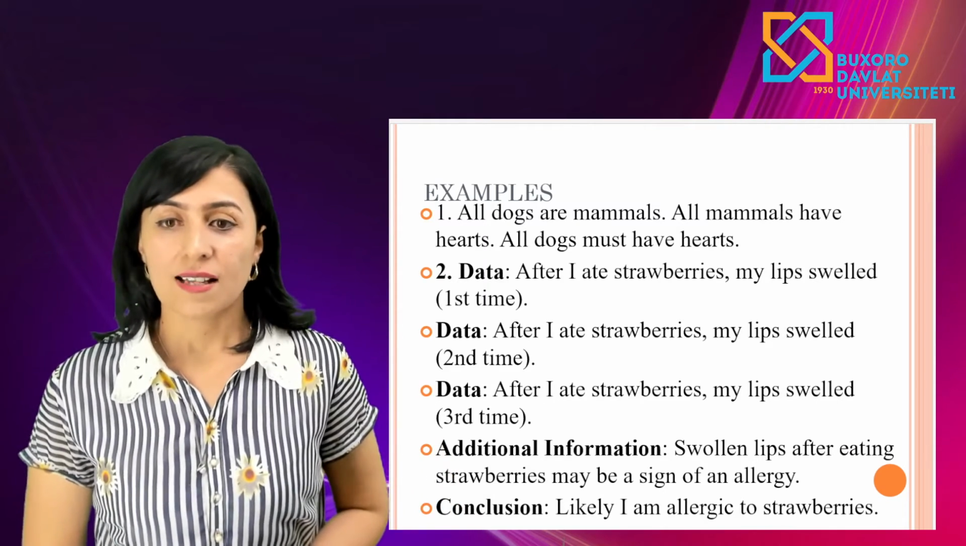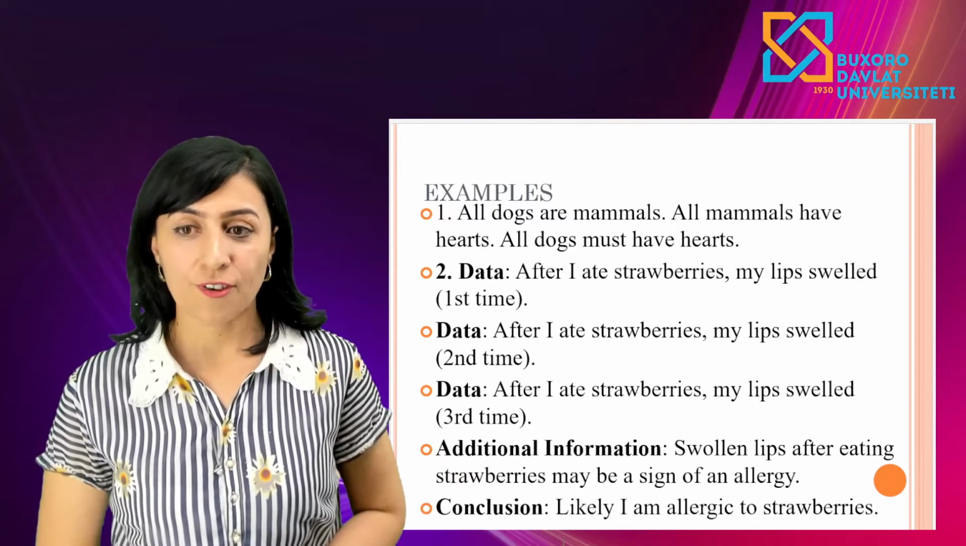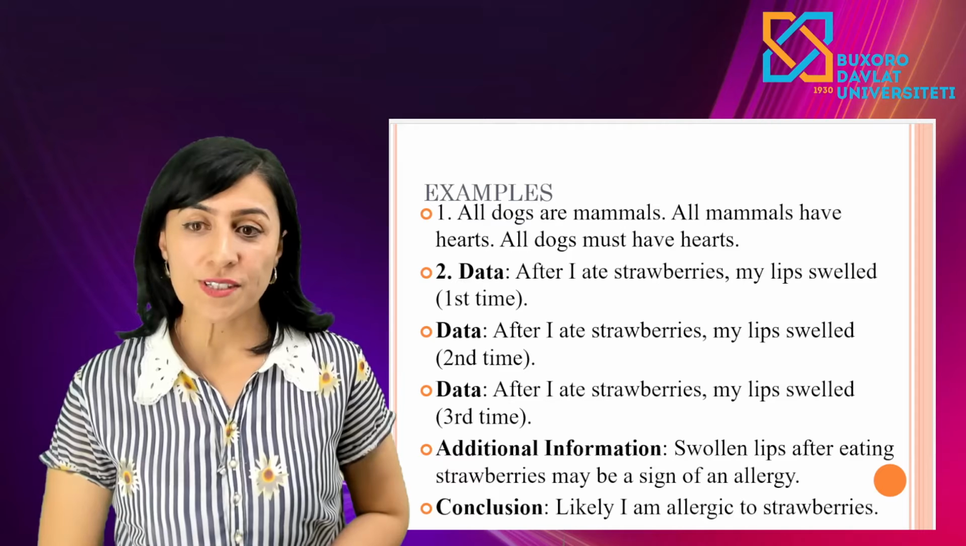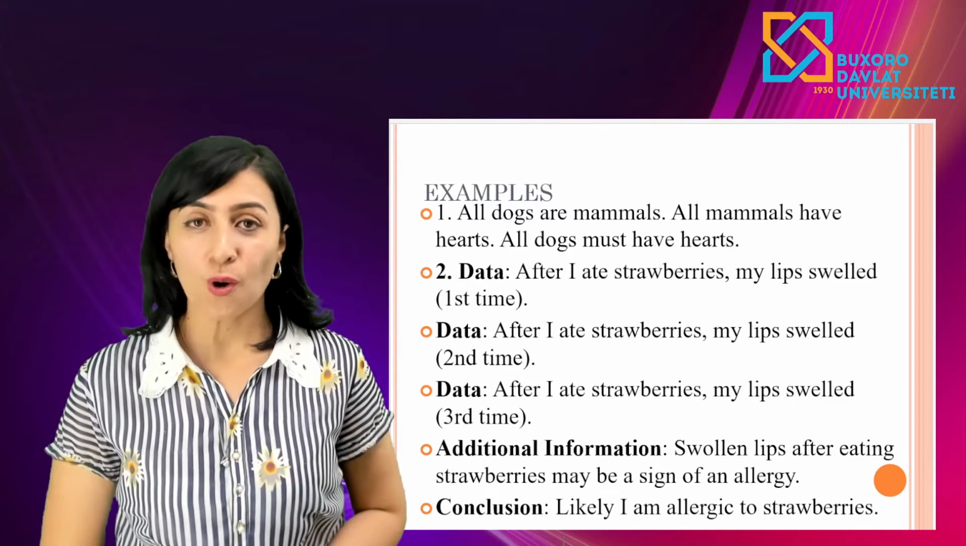The first one is, all dogs are mammals. All mammals have hearts. All dogs must have hearts. So what is this? Inductive approach or deductive approach?